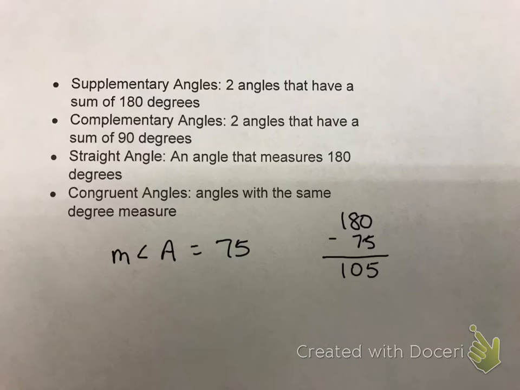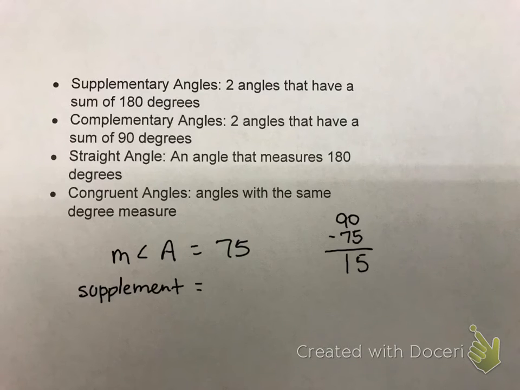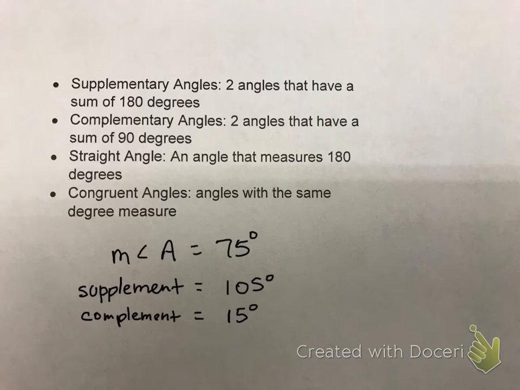For a complementary angle, the sum has to be 90 degrees. So if we were using the same measurement, the measurement of angle A is 75, and we're trying to find the complement, then we would do 90 minus 75, and that gives us 15. So the complement of angle A would be 15. So supplement is 105 degrees. Complement is 15 degrees. Again, because the supplement has to make it add up to 180 and the complement has to make it add up to 90. A straight angle is a straight line, and that is 180 degrees. Congruent angles are angles with the same measurement.